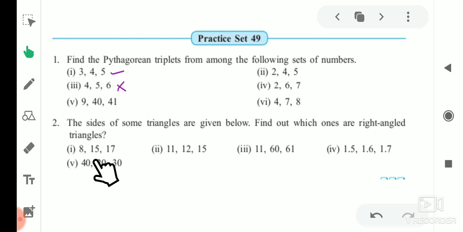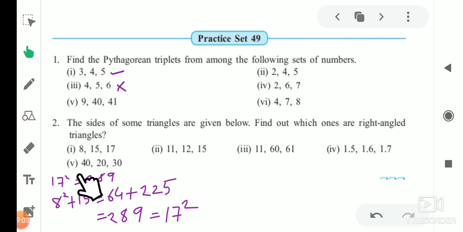First of all, we will find the square of the largest side, that is 17, and if the square of the largest side is equal to the sum of the squares of the remaining sides, then we will say that yes, these are the sides of a right angled triangle. Otherwise it is not. Here the square of 17 is 289, and the square of 8 plus the square of 15 is 64 plus 225, and the addition 64 plus 225 is 289, that is the square of 17. So yes, this is a right angled triangle.